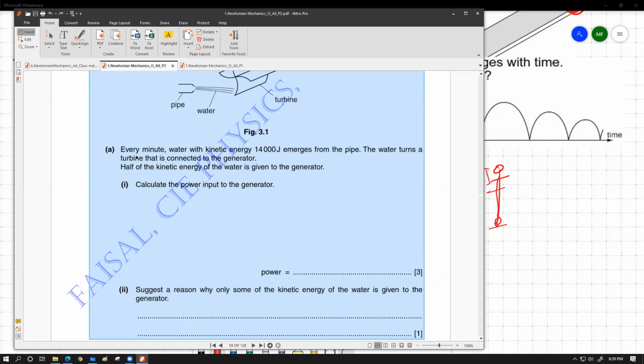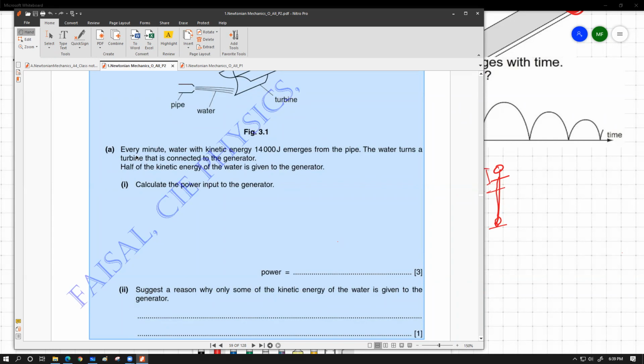Okay, continue. Every minute, water with kinetic energy 14,000 joule emerges from the pipe. The water turns a turbine that is connected to the generator. Half of the kinetic energy of the water is given to the generator. Once again, half is given in word, so underline that as well. Calculate the power input to the generator.